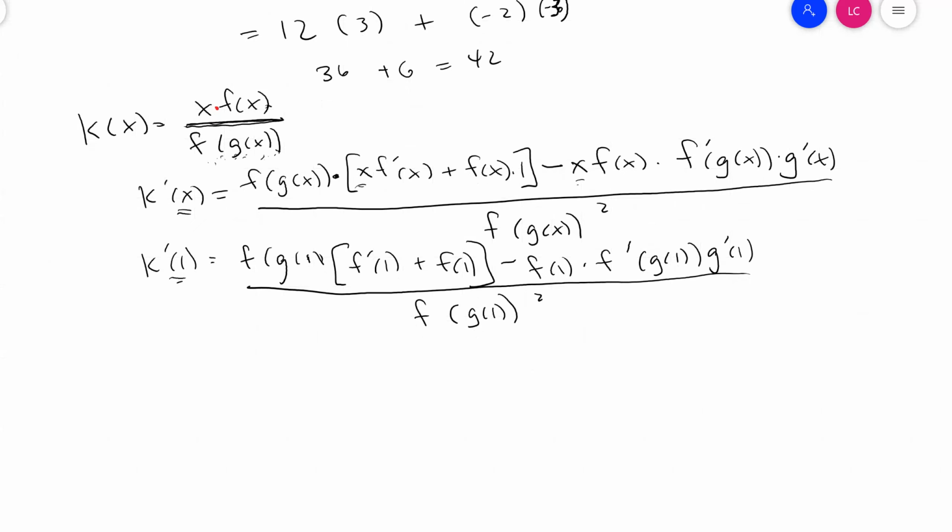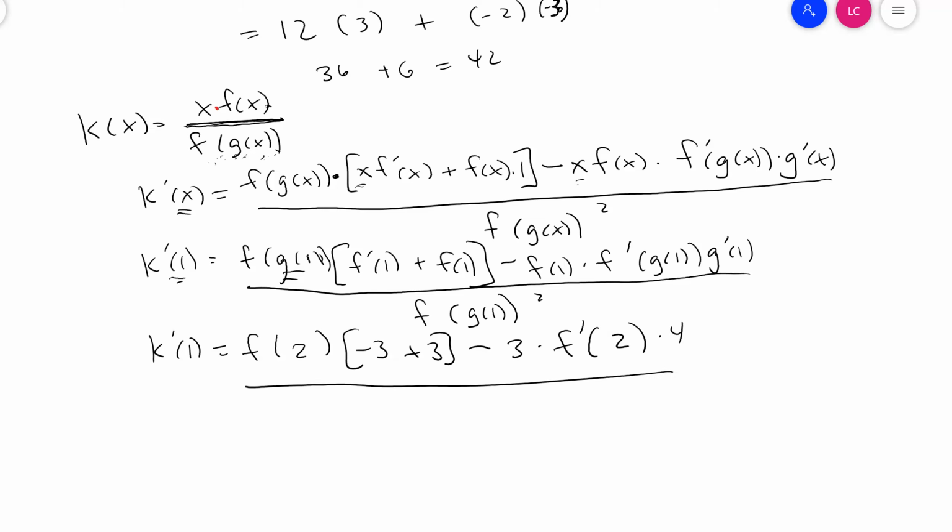Bring it up a little bit. All right, so here we go, plugging information in. So I got to go inside, excuse me, inside. So g of 1 is equal to 2. F prime of 1 is equal to negative 3. F of 1 is equal to 3 minus f of 1, 3 times, and I need to go inside here. So g of 1 is 2, g prime of 1 is 4, all over f of g of 1, which is 2. And all of that is squared.